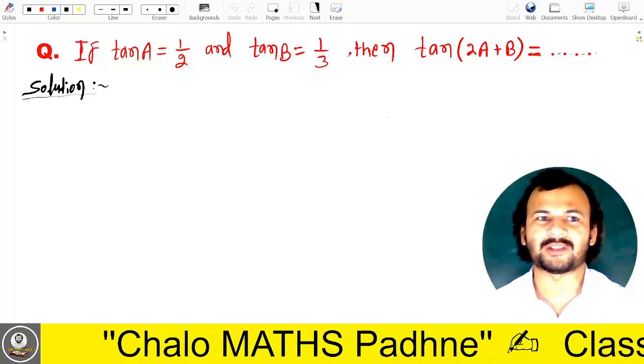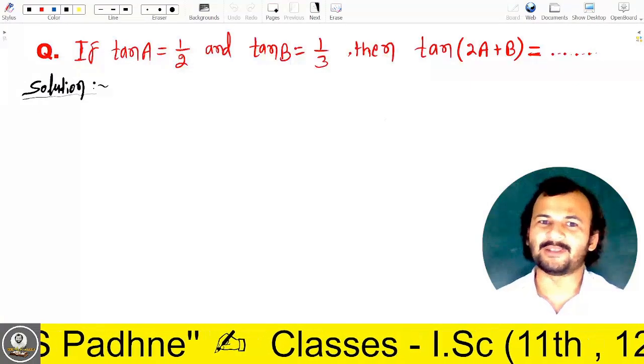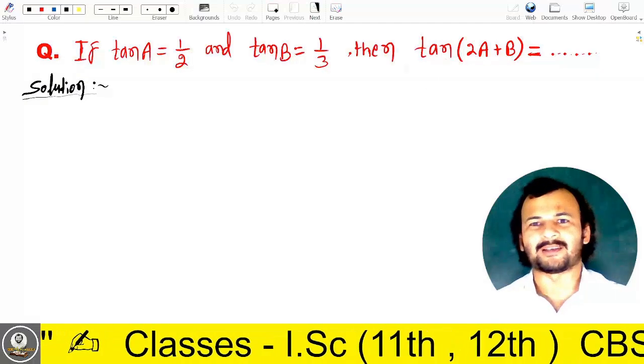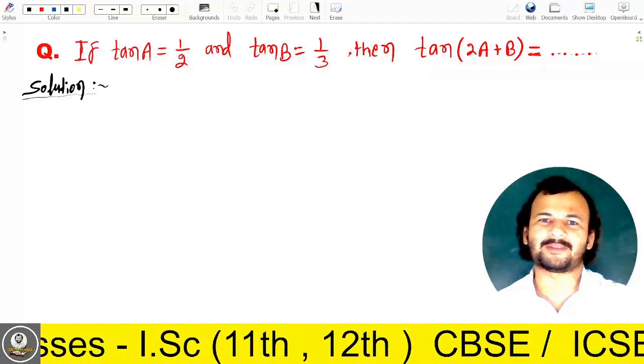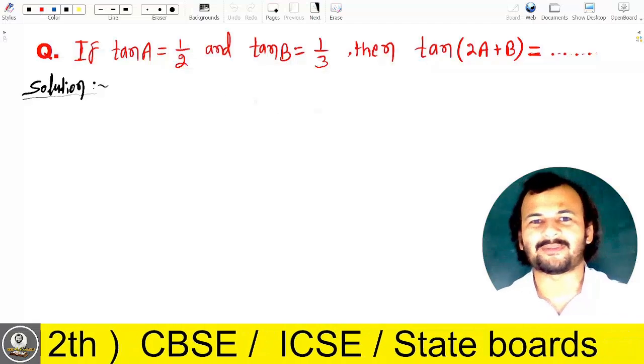देखिए स्क्रीन पर एक क्वेश्चन है, if tan A equals 1/2 and tan B equals 1/3, then tan(2A + B) is what? Right, we have to find tan(2A + B). How can we find it?